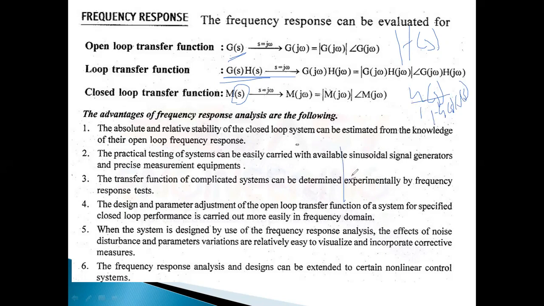Characteristic equation means 1 plus G of s into H of s. The denominator polynomial of the closed loop transfer function is called the characteristic equation. The closed loop transfer function is M of s, the loop transfer function is G of s into H of s, and the open loop transfer function is G of s. Just remember this terminology.